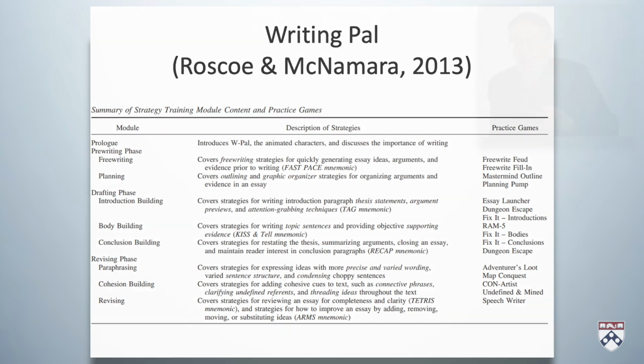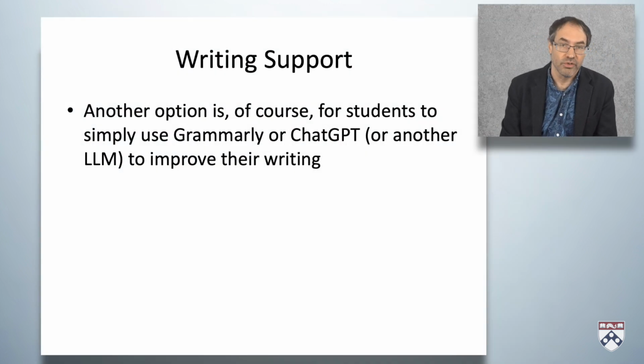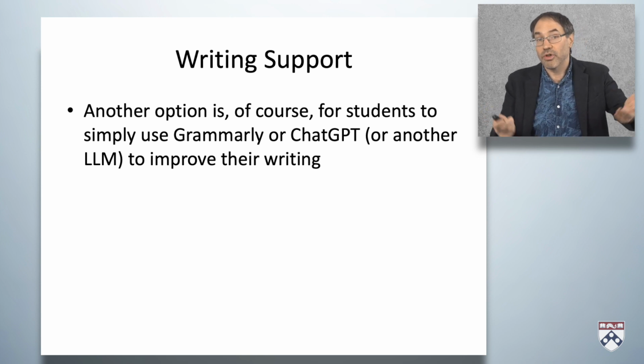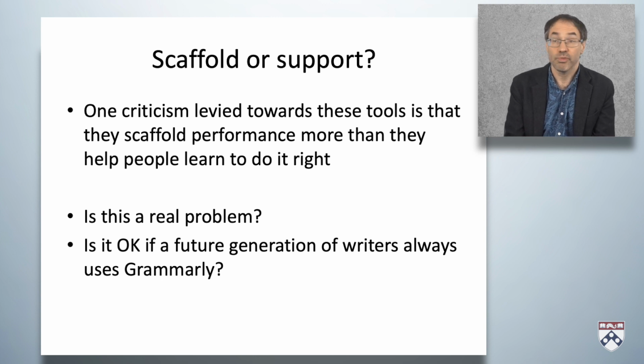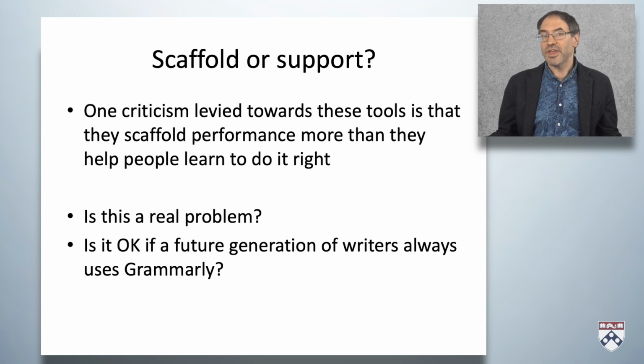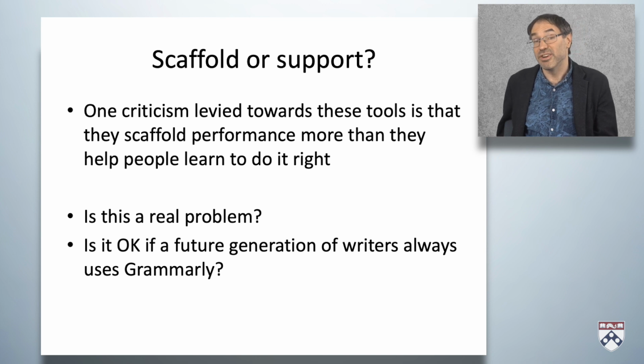Now, with all those tools out there, another option, of course, is for students to simply use Grammarly or ChatGPT or another large language model to improve their writing. One criticism levied towards these tools, particularly Grammarly and ChatGPT, but really automated writing support in general, is that they scaffold performance more than they help people learn to do it right. It's worth asking, is this a real problem? Is it okay if a future generation of writers always uses Grammarly? It'd be kind of inefficient.